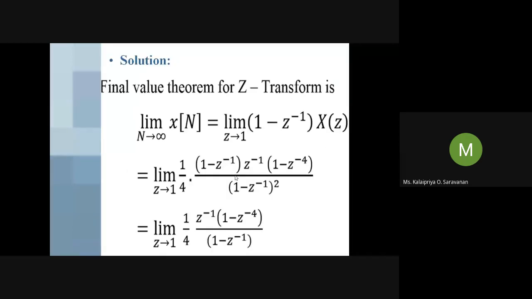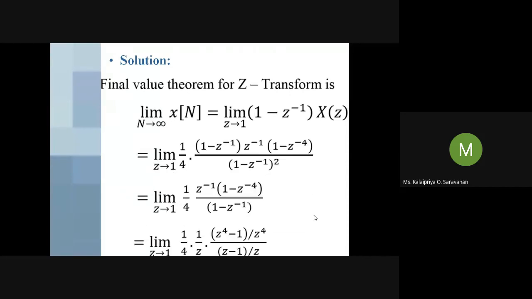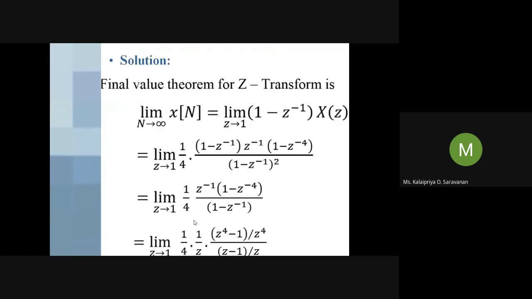So when you substitute, you get limit z tends to 1, 1 by 4, (1 minus z inverse), z inverse (1 minus z power minus 4) by (1 minus z inverse) whole square. So once you solve this, you have 1 minus z inverse and 1 minus z inverse whole square here. So these both get cancelled and you get 1 minus z inverse. So the numerator remains the same.